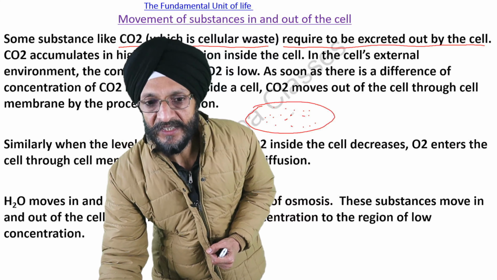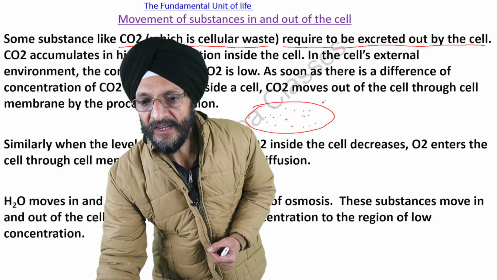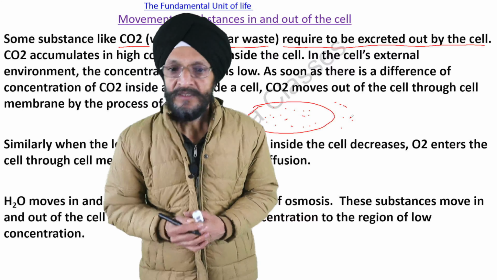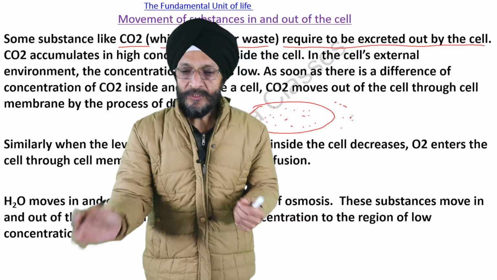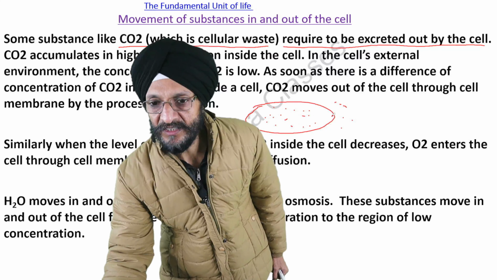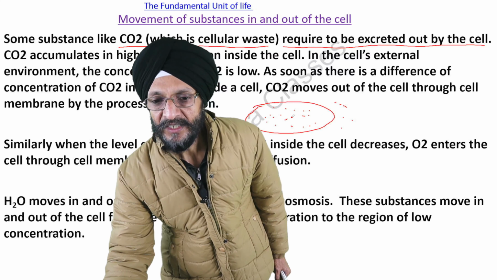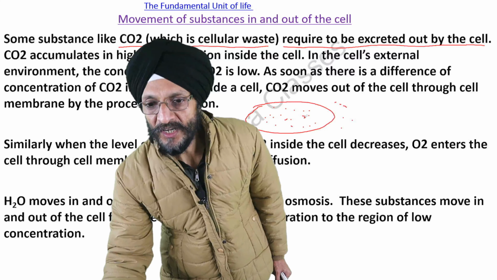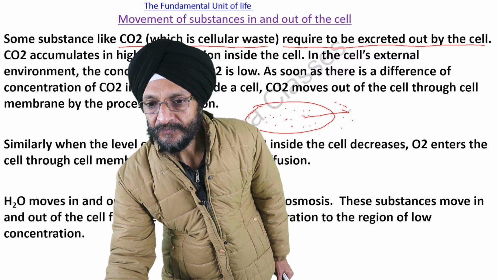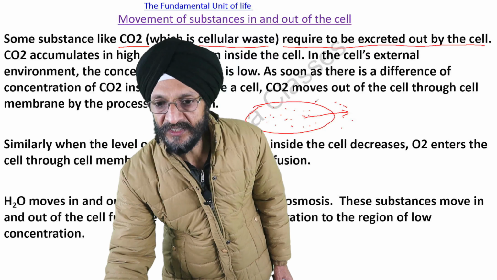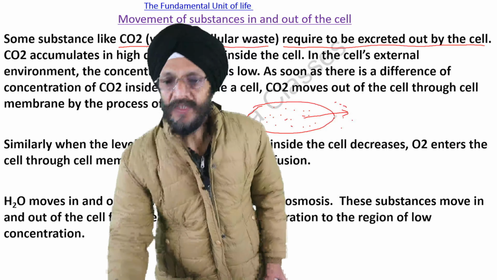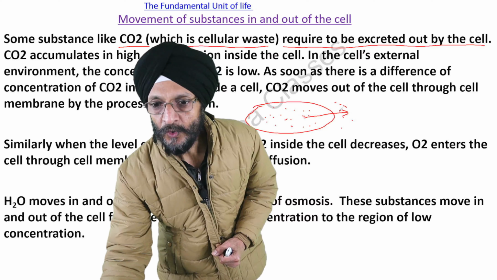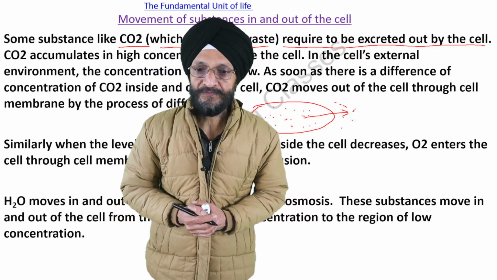And suppose carbon dioxide is in high concentration inside the cell, and outside the cell the concentration of carbon dioxide is less. As soon as there is a difference in concentration of carbon dioxide inside and outside a cell, carbon dioxide moves out of the cell through the cell membrane by the process of diffusion, that is, from the area of high concentration to the area of low concentration.